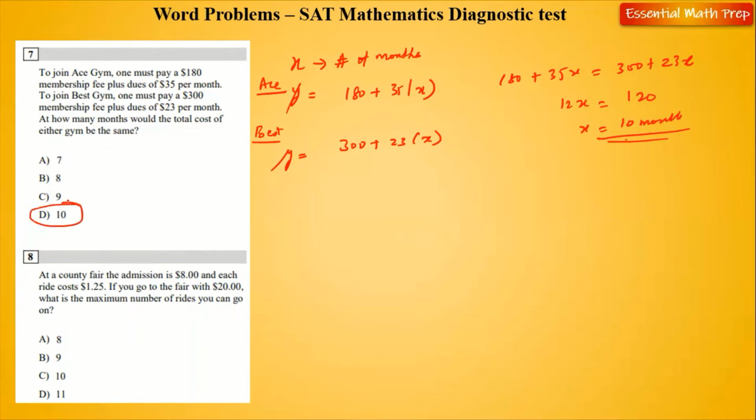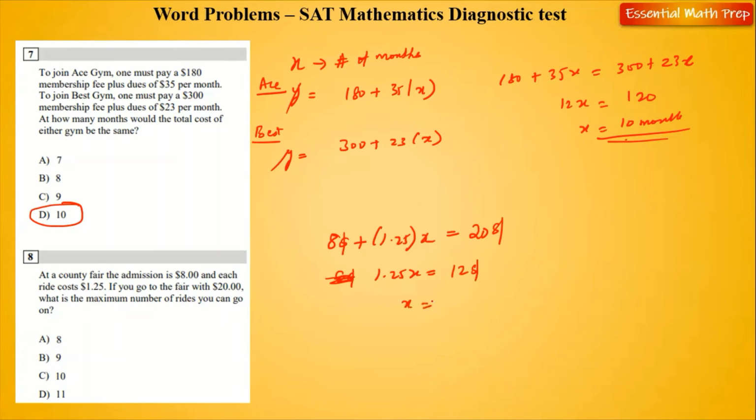At the county fair, admission is $8 and each ride costs $1.25. If you go to the fair with a total of $20, what is the maximum number of rides you can do? So $8 is a flat fee plus the cost of each ride is $1.25. Let's say x corresponds to the total number of rides, and the total cost of admission and the rides is $20. So $8 plus 1.25x equals 20, and 1.25x equals 20 minus 8, which is $12.